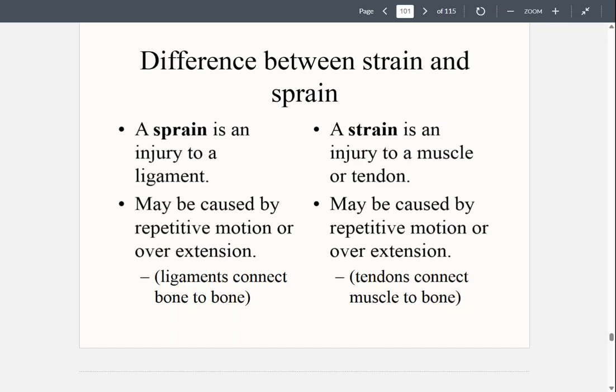Can I have both a sprain and a strain? Absolutely. But there are tests to help differentiate if it's a sprain, a strain, or both. And lazy doctors will just say, oh, you have a sprain strain, and not do that differentiation.